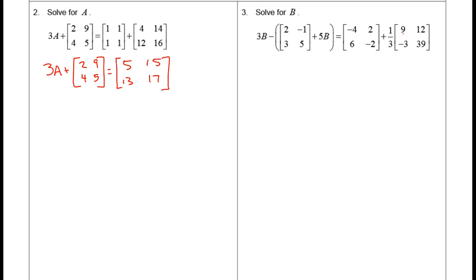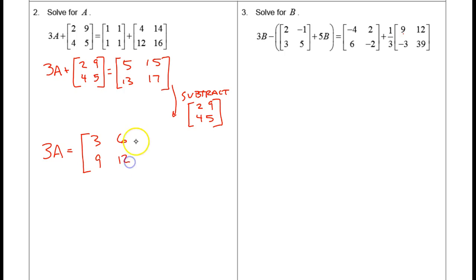Okay, the next step to get the 3 times matrix A all by itself, I'm going to subtract from both sides of this equation that matrix 2, 9, 4, 5. I'm going to subtract that 2 by 2 from both sides, and that's going to give me 3A equals, so I'm going to do 5 minus 2, which is 3, 15 minus 9, which is 6, 13 minus 4, which is 9, 17 minus 5, which is 12.